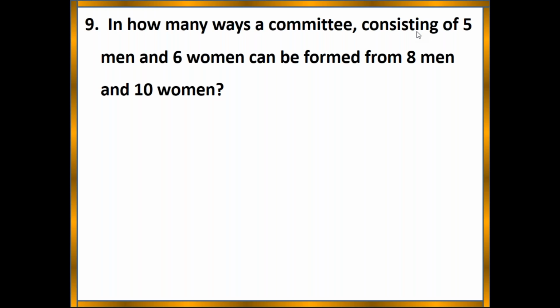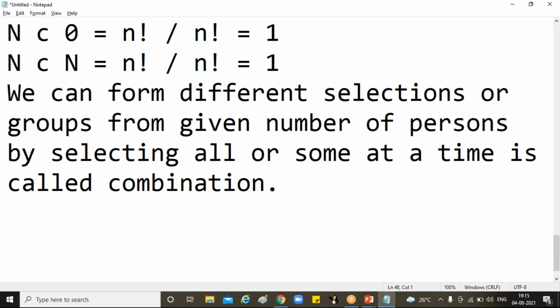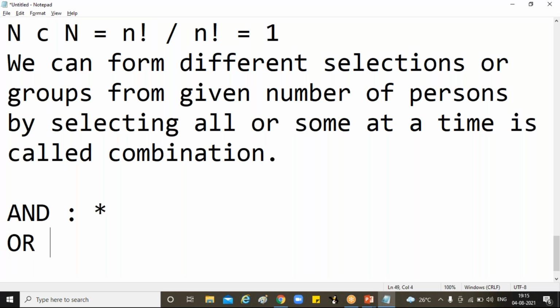In how many ways can a committee consisting of 5 men and 6 women be formed from 8 men and 10 women? Write down a note. So probability and permutations and combinations both are interrelated. In both the topics, AND means into, OR means plus.